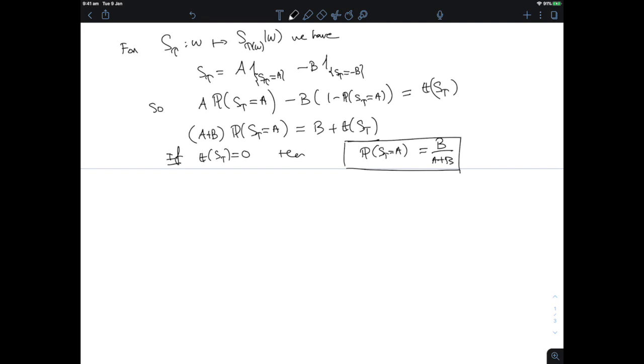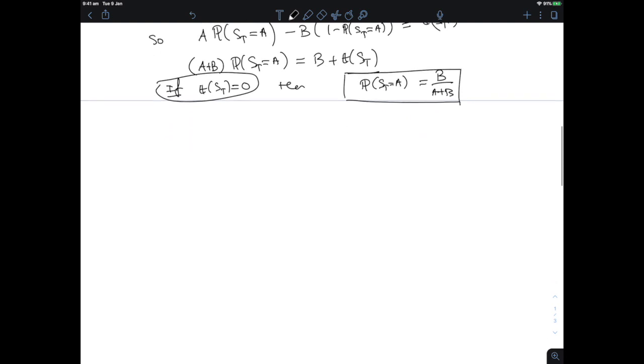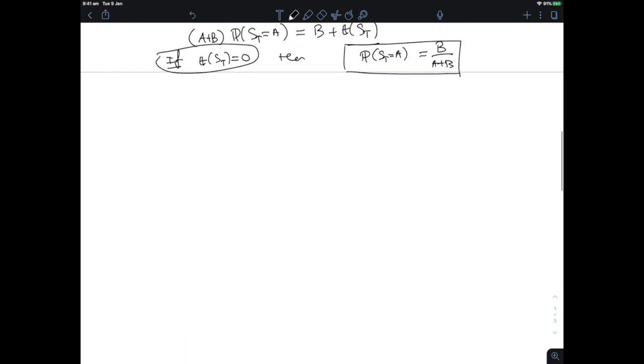But it relies on me being able to establish that the expectation of S_tau is 0. So what do we need to show here? We need to show that the expectation of S_tau is the limit of the expectation of S_n minimum tau as n goes to infinity. Right, so let's prove this.